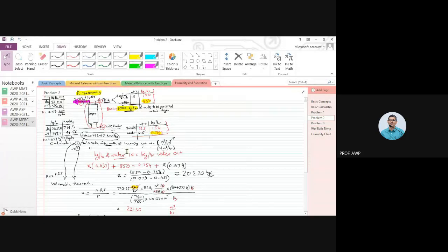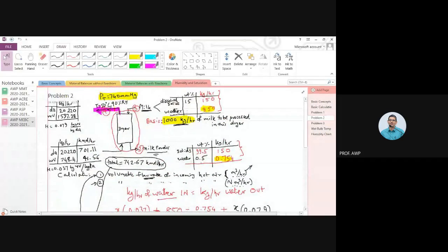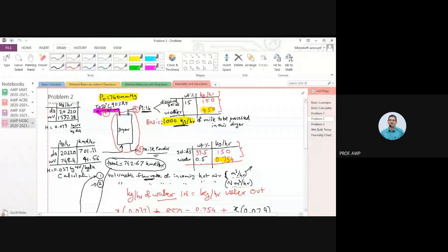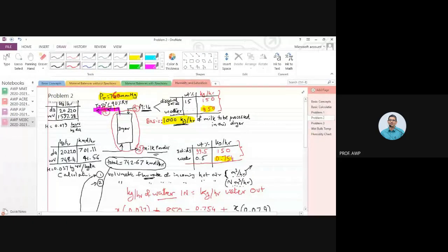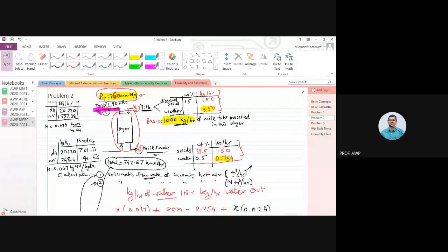All the other problems that we have done so far, dryer problem, milk dryer problem, right? Here also we said total pressure. Oh, total pressure was 740. So suppose you make total pressure 760, then you can use the existing humidity chart. Okay, do this problem also with the humidity charts.